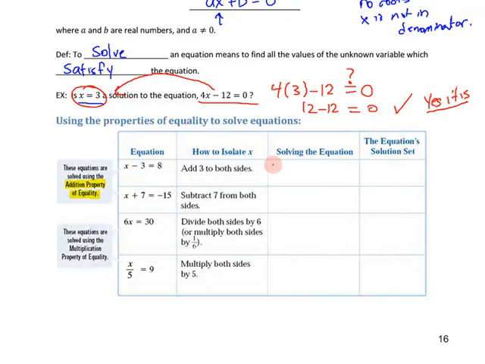So if I start with x minus 3 and that equals 8, and I add 3 to both sides, notice what happens.